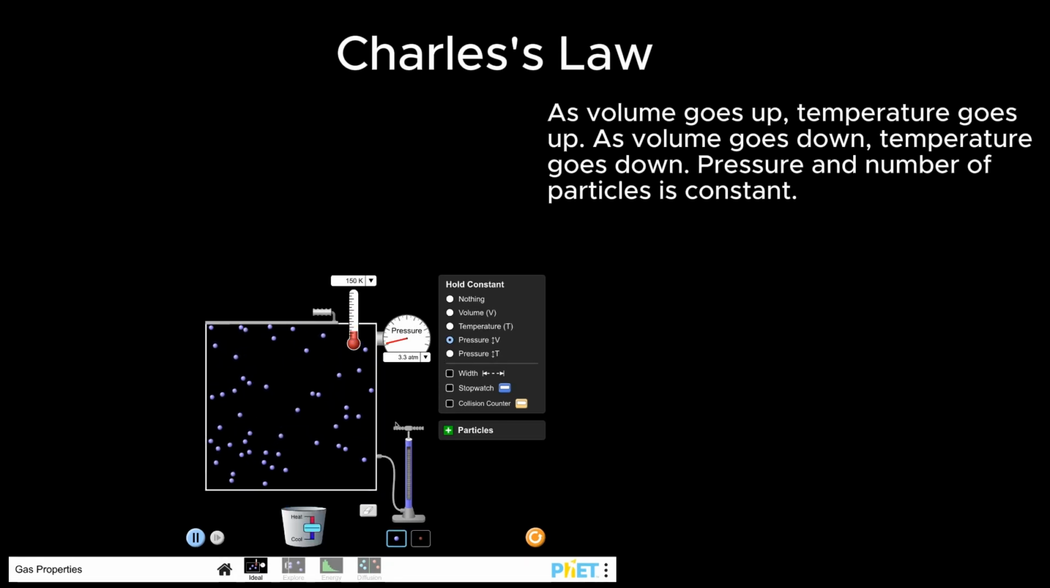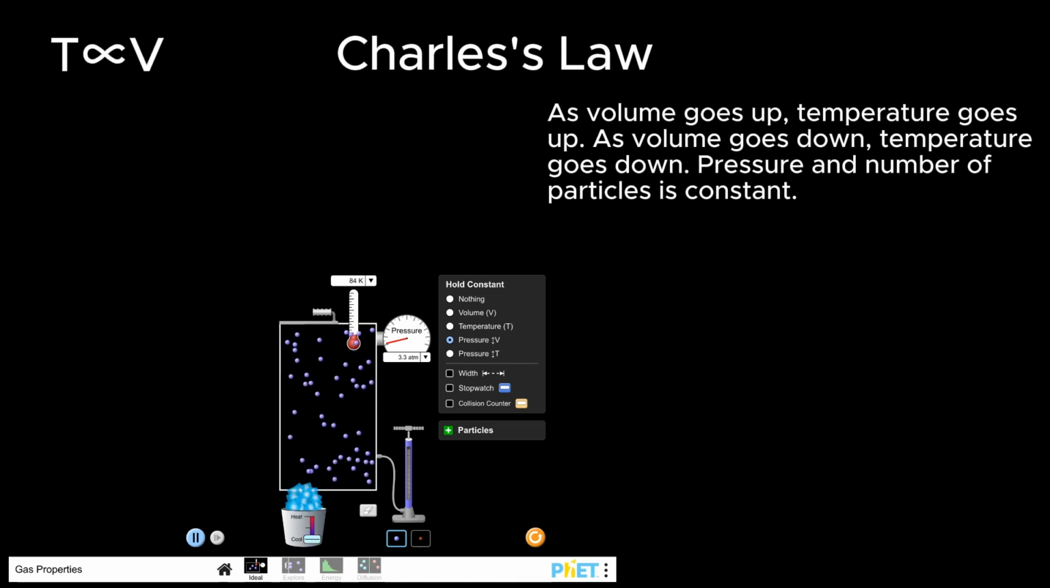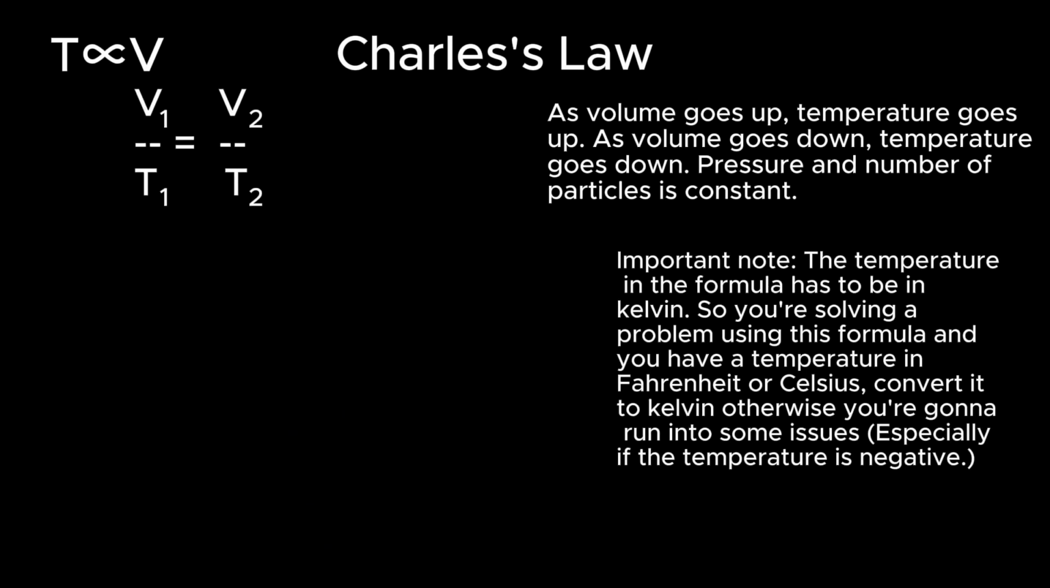So volume and temperature are directly proportional, unlike the last law we talked about, Boyle's law, which was indirectly proportional. The formula is V1 divided by T1 equals V2 divided by T2. So if you're given the volume and temperature of one container, and either the volume or temperature of another container, you can solve for the missing one.